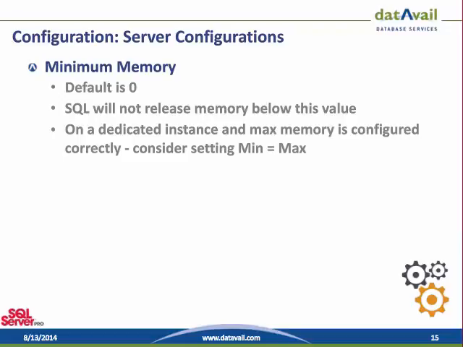So here's our next one, minimum memory. It's set to 0. Again, the idea here is to allow SQL to dynamically adjust its memory usage, but we don't really want that in a production system. We don't want other processes able to take memory away from SQL. So one idea here is to set minimum memory equal to maximum memory. Now we've essentially reserved a fixed amount of memory for only SQL to use, and we don't have to worry about any of these dynamic adjustments going on.